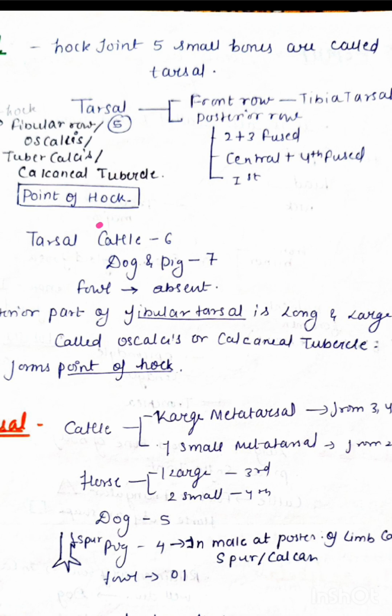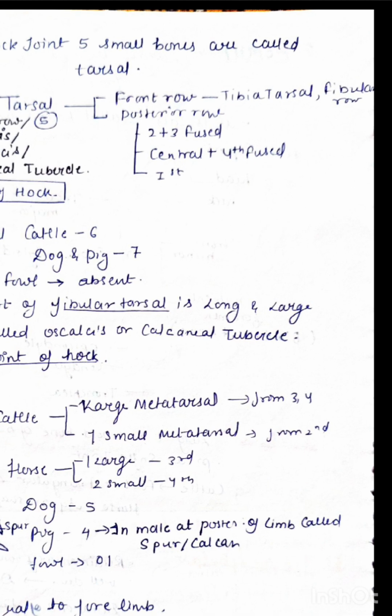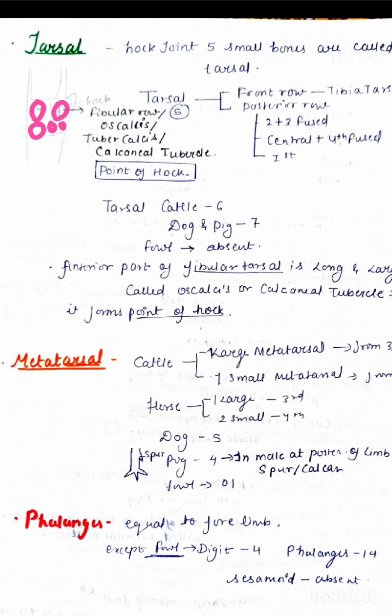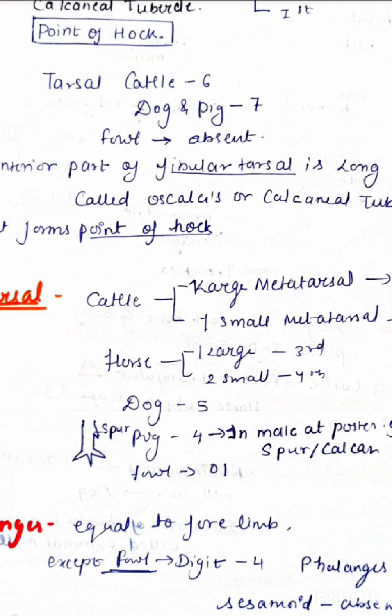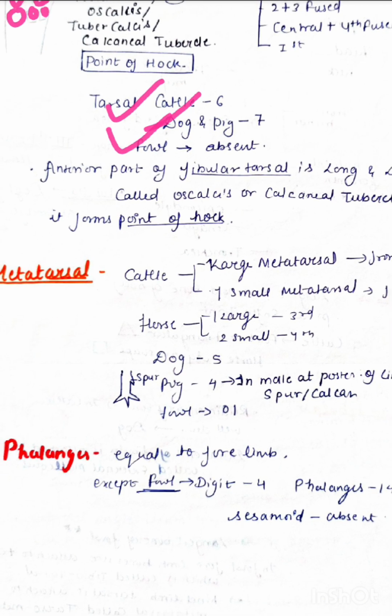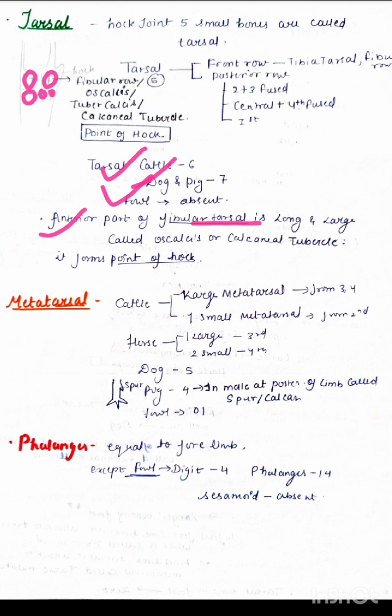So the tarsals are present in 2 rows, a frontal row and a posterior row. In the frontal row, it is the tibial tarsal and fibular tarsal, whereas the posterior row is composed of 2 plus 3 fused, plus central plus 4th fused, and the last one was first. Cattle have 6 tarsals, dog and pig 7 tarsals, and fowl have no tarsals, as I said earlier. The anterior part of the fibular tarsal is longer and larger, and it is called os calcis or calcaneal tubercle, and it forms the point of hock.